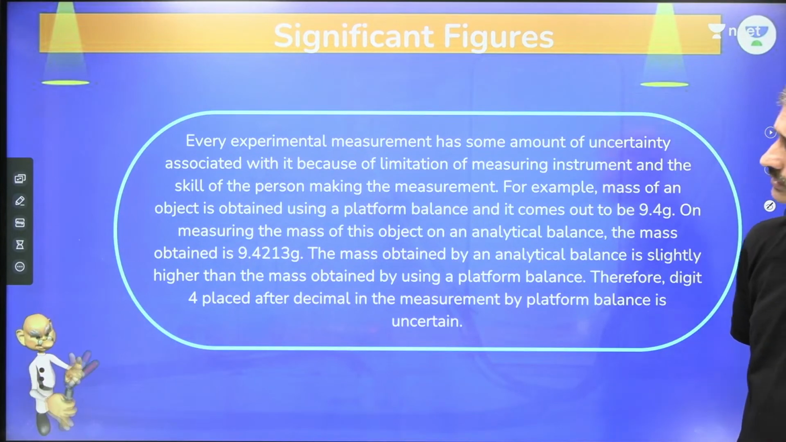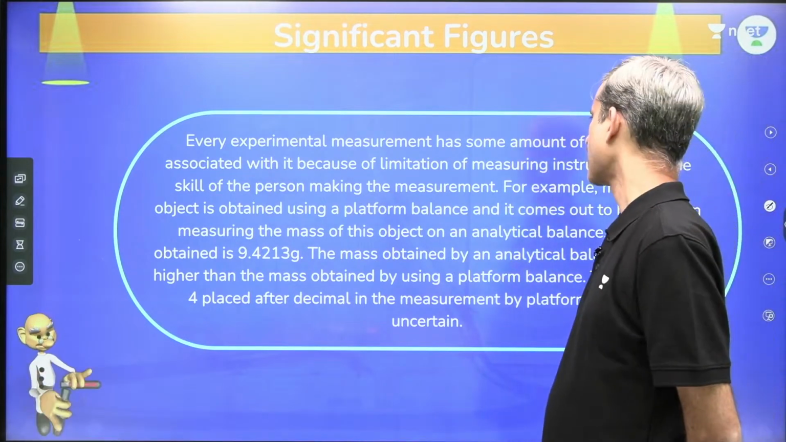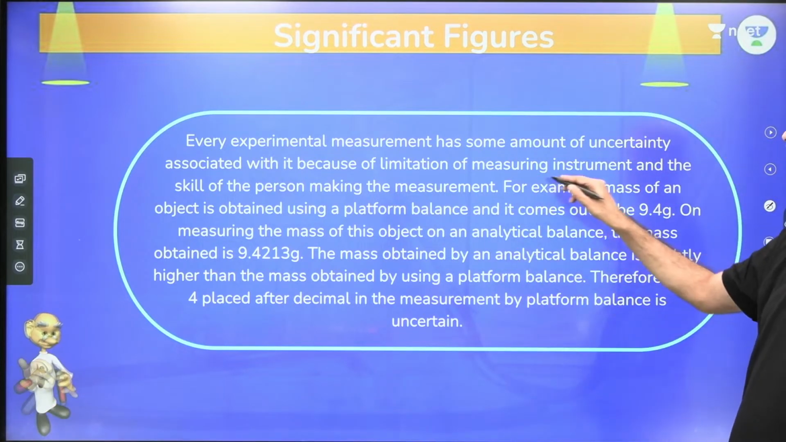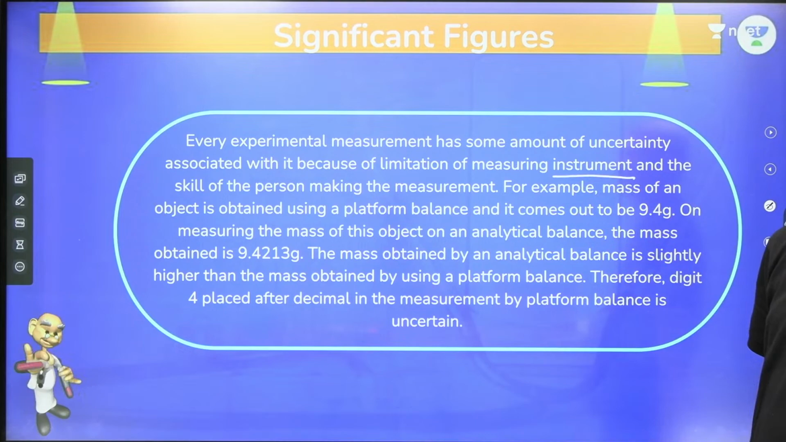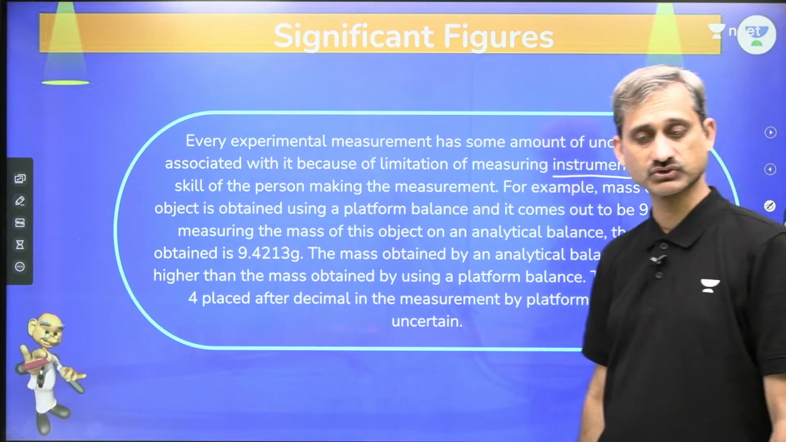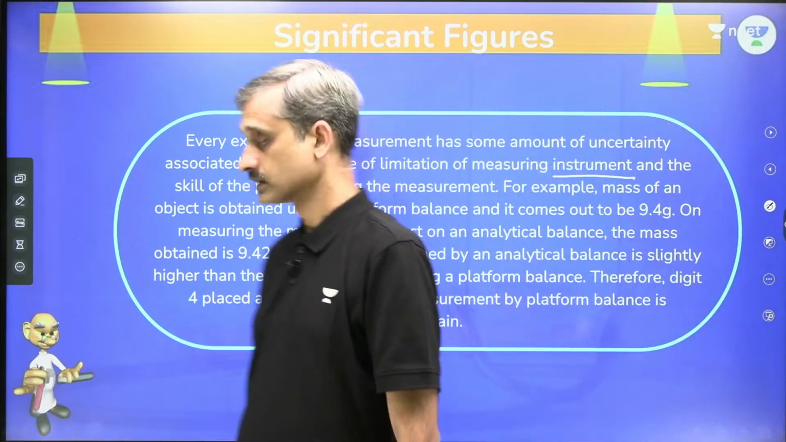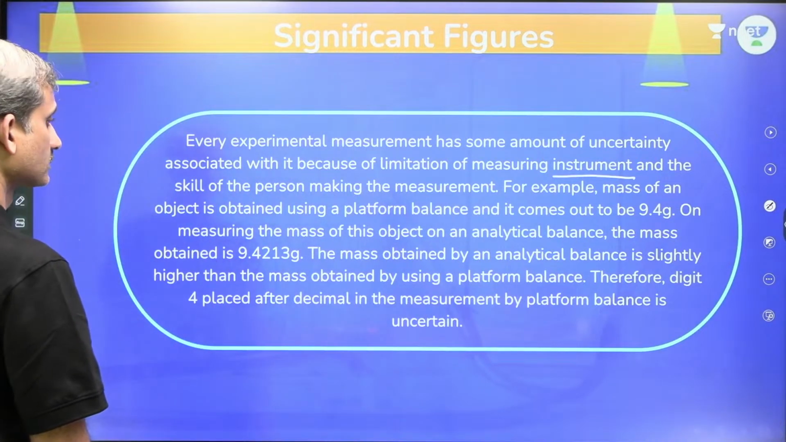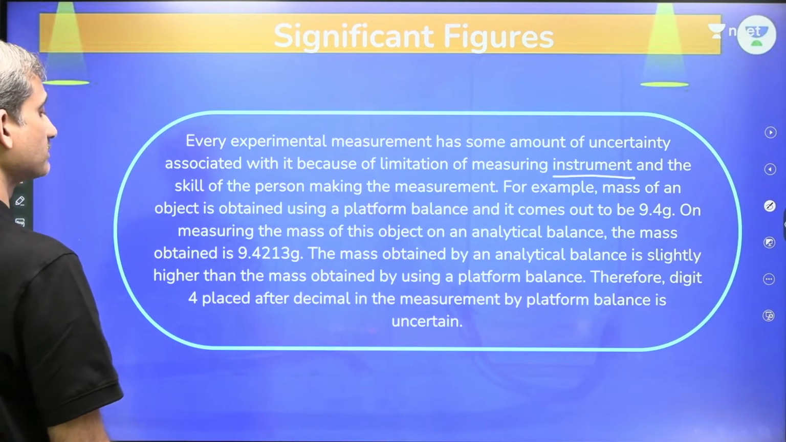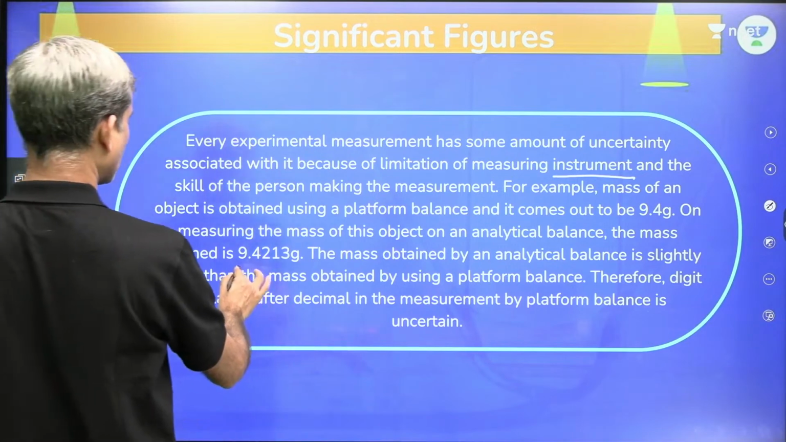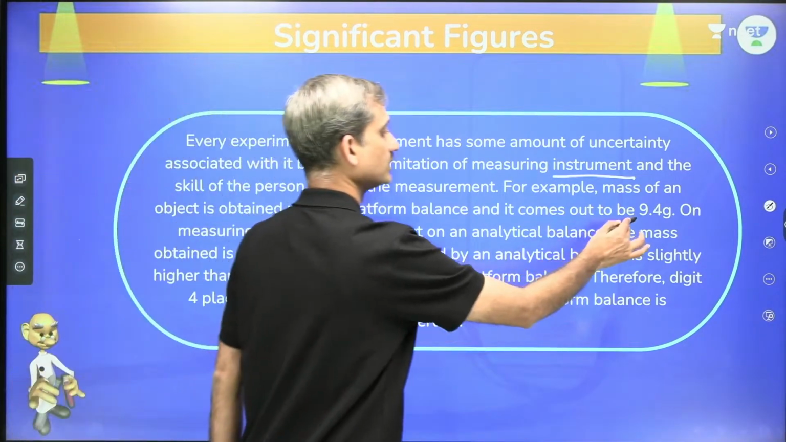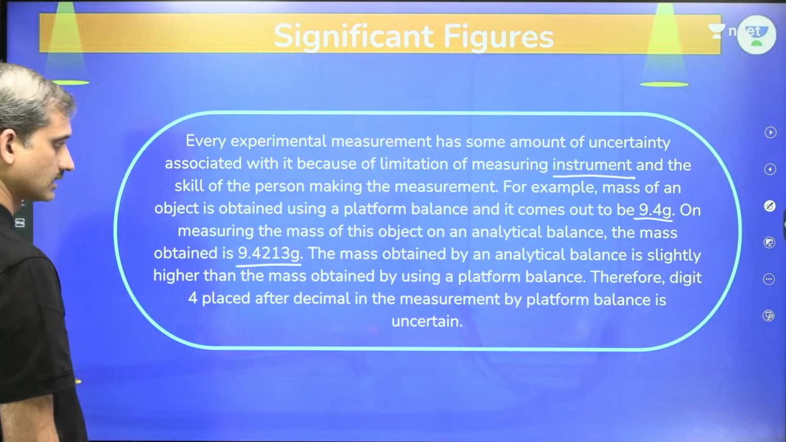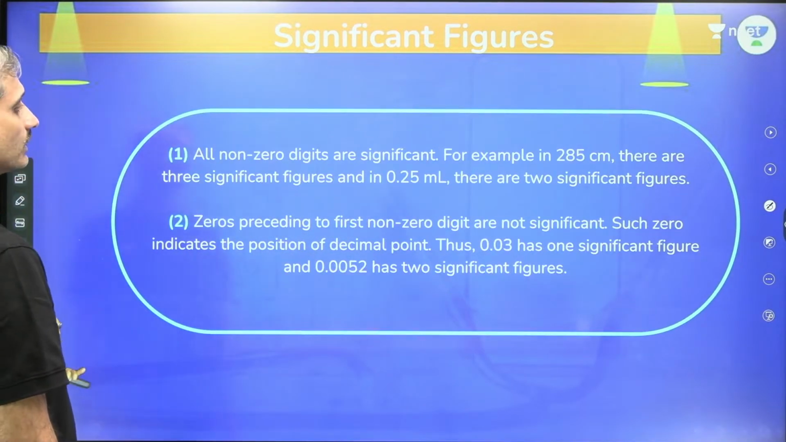So every experimental measurement has some amount of uncertainty associated with it because of the limitation of the measuring instrument and the skill of the person making the measurement. So depending on which measuring instrument is being used, the number of significant digits is going to change. Clear? So what do we need?